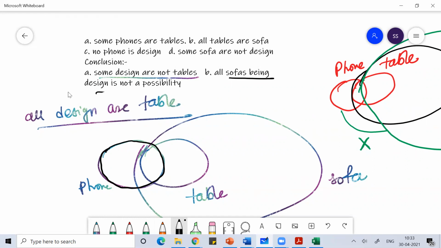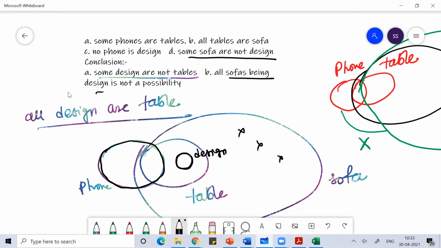Then some sofas are not designed. All designs are tables. Inside the table, design will come. Here you can see this is design. If this is design, then all sofas... some sofas are not designed.